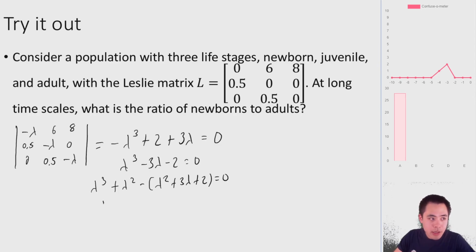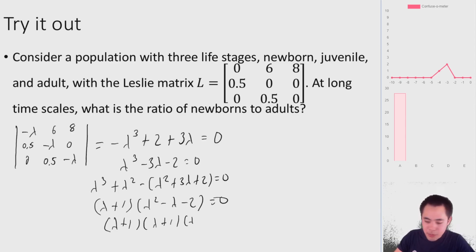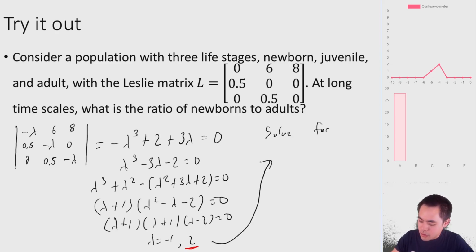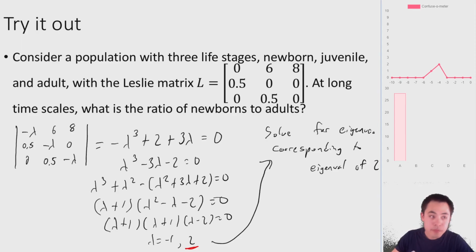You're left with lambda plus 1 times lambda squared minus lambda minus 2. So you get lambda plus 1 and lambda plus 1, lambda minus 2 is equal to 0. So lambda is equal to minus 1 and 2. This 2 is the important part, because that's the biggest eigenvalue. If you want the long timescale behavior, you just need the biggest eigenvalue in absolute value. Then you solve for the eigenvector corresponding to the eigenvalue of 2, and you find this eigenvector is equal to (16, 4, 1).